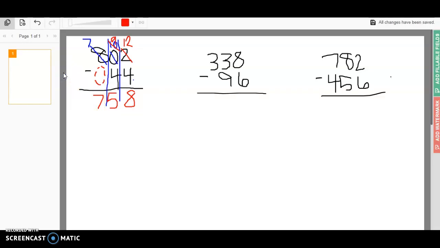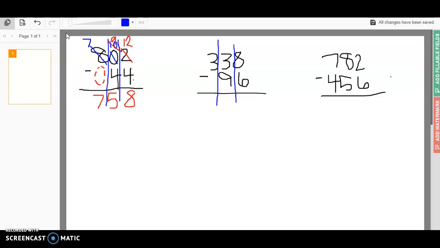That one was a little tricky because we had to break 100 and a 10. Let's go to our next one and see if it's a little bit different. So same thing. I want you guys to make sure that you have all your place values lined up. We don't want any tens in our hundreds place, and we don't want to make silly mistakes like that. Okay. Looking at problem number 2, we have 338 minus 96.